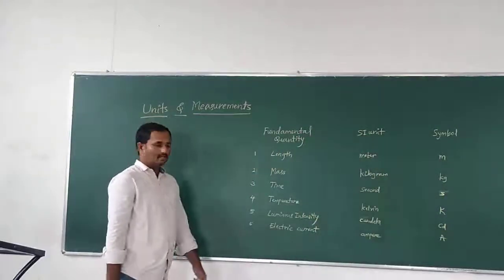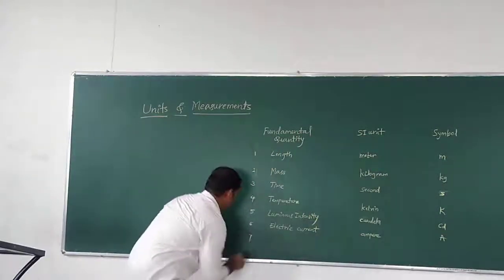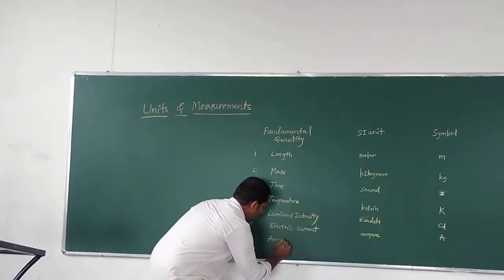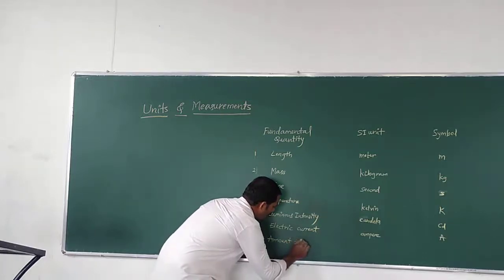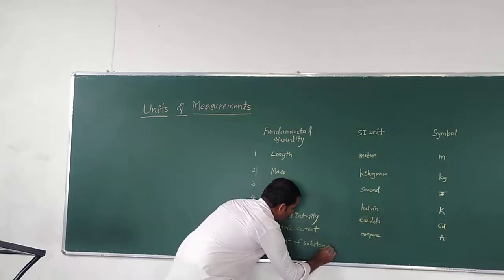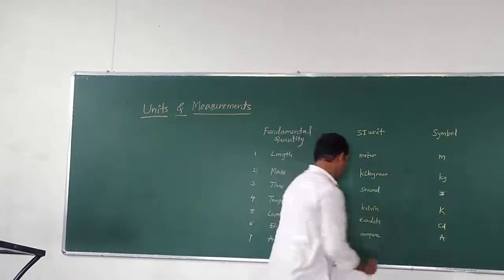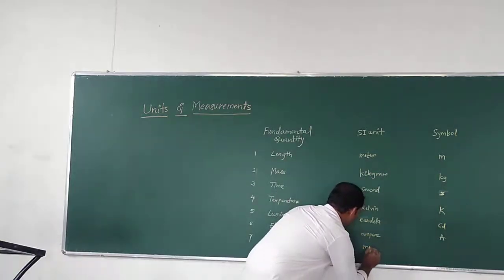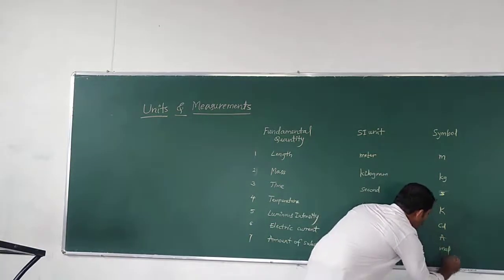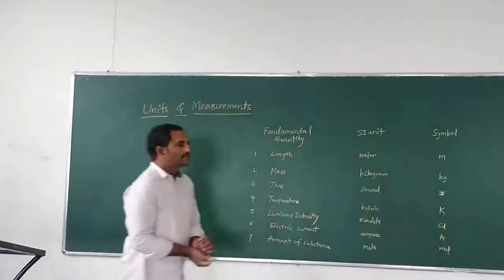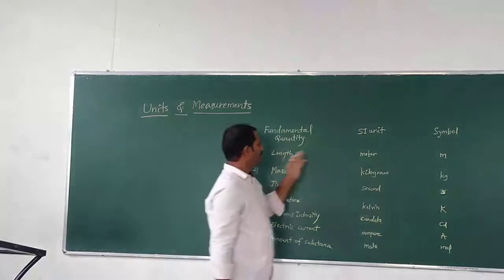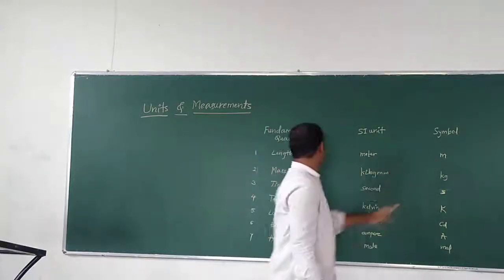Okay. The last fundamental quantity is amount of substance. Unit is mole and symbol is mol. So these are the 7 fundamental quantities: length, SI unit is meter, symbol is small m.